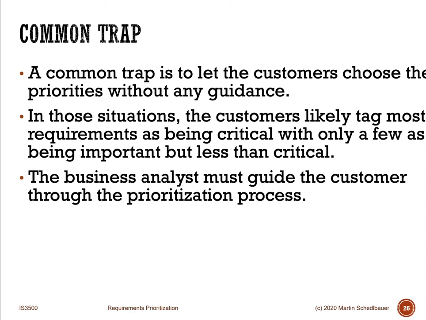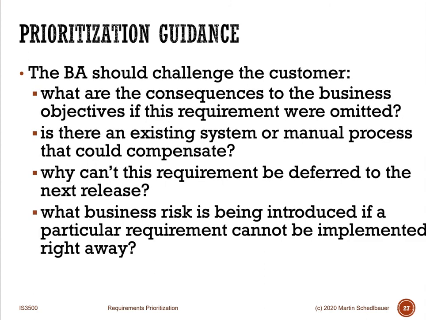So you, a business analyst, an information analyst, a requirements engineer, has to guide the customer through the prioritization process. And you often have to challenge the customer, the user. You have to ask, well, you want that requirement, great, but what's the consequence if this requirement's omitted? What if we don't get to it? What would happen in your business? Do you have an alternative process or another system that maybe could compensate? Or has that requirement already implemented just in case we don't get to it?